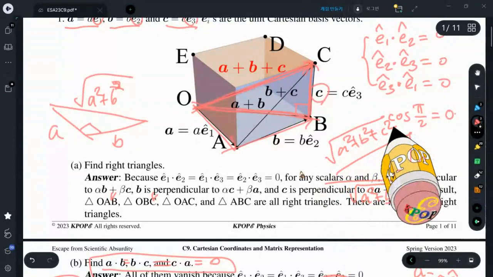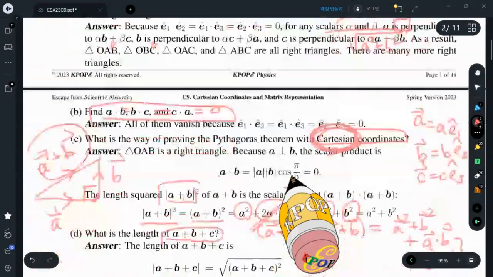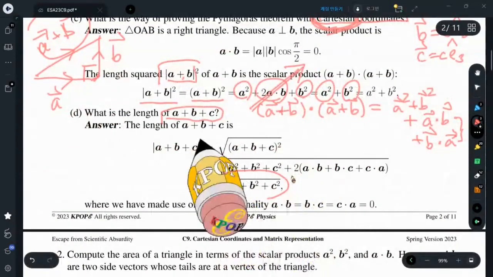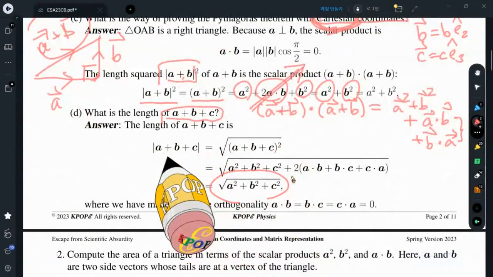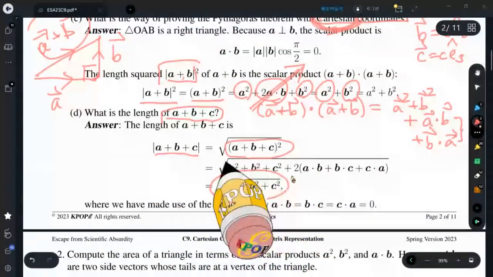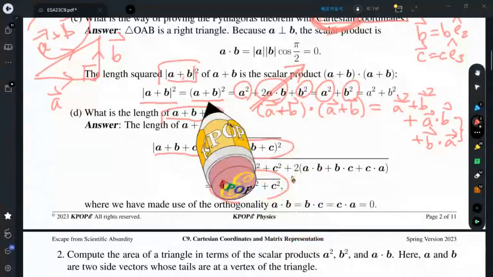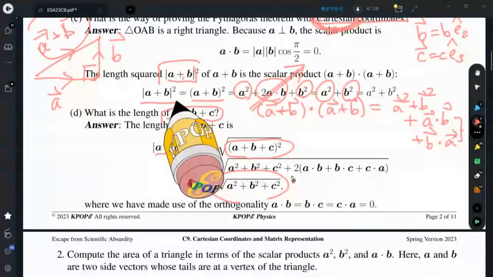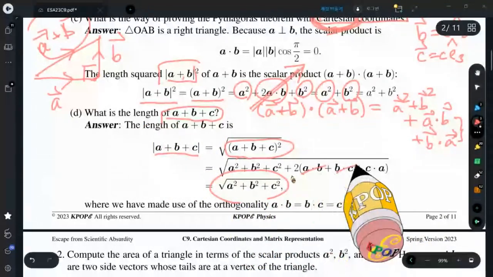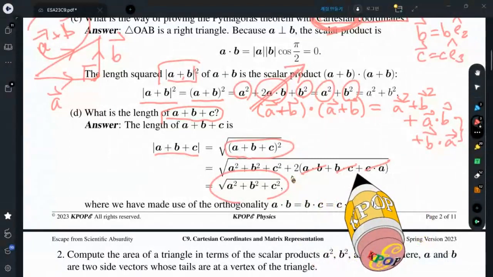So we apply Pythagoras theorem twice to obtain this result. However, we can directly prove this by computing the square of A plus B plus C. As we have done here, we can expand and we find every cross term vanishes.